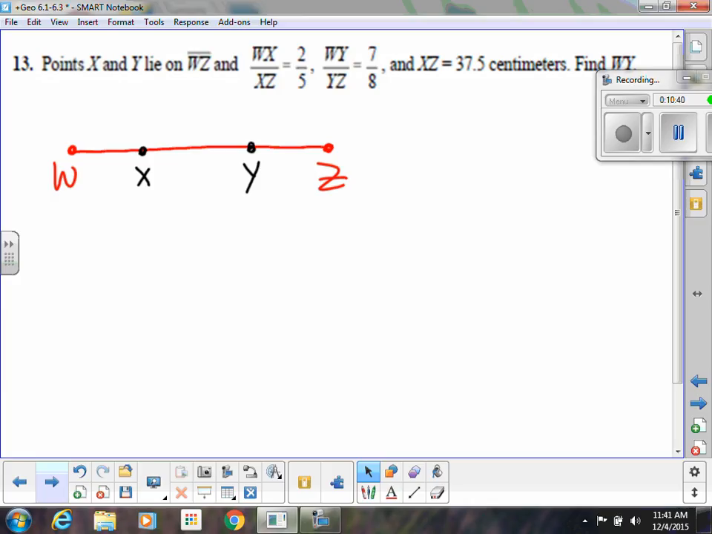Okay, so what do I know? I know that WX over XZ is equal to 2/5, and WY over YZ equals 7/8, and XZ is exactly 37.5 meters. So I'm going to plug this into my proportion here.